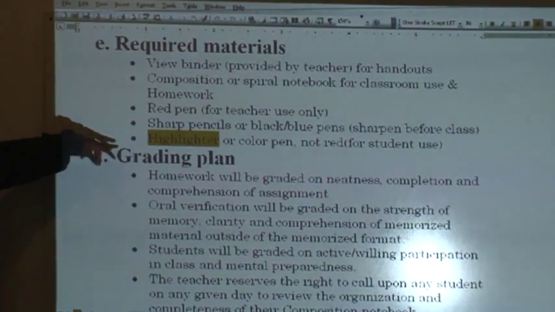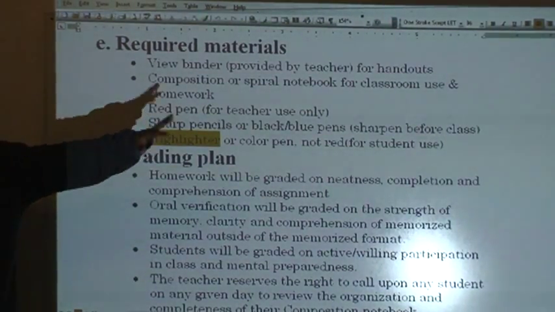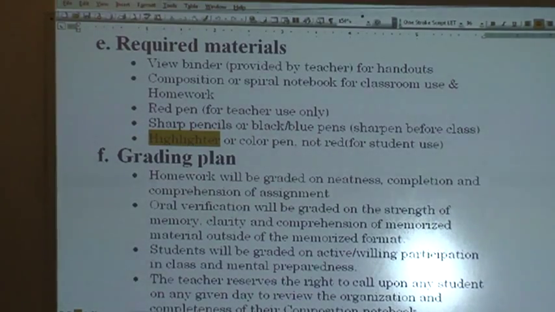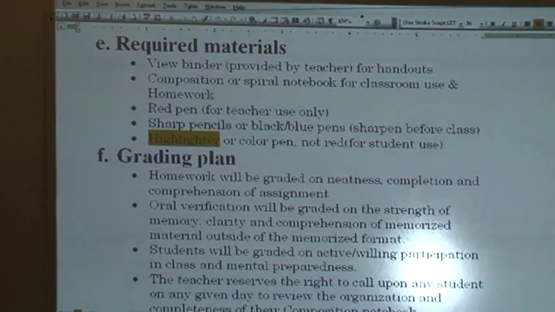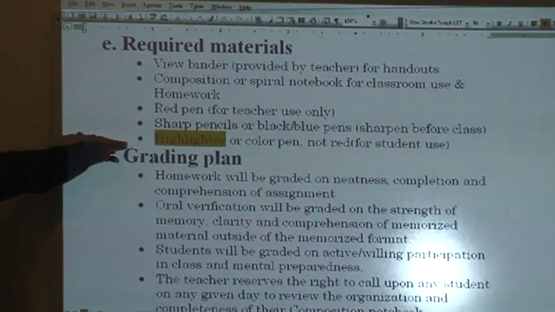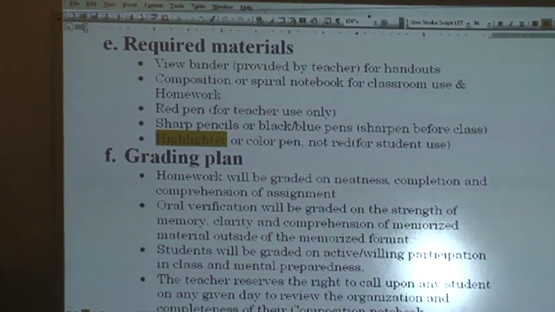Then sharp pencils and black or blue pens, but you have to sharpen the pencils before class. No one's going to be allowed to sharpen pencils during class. Highlighter or color pen, not red, for the student.